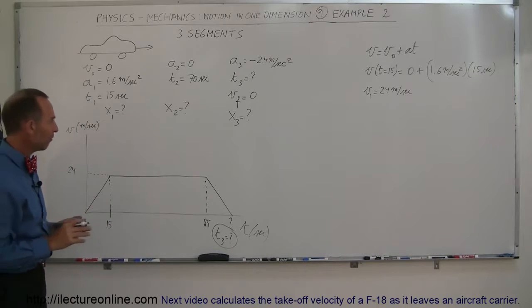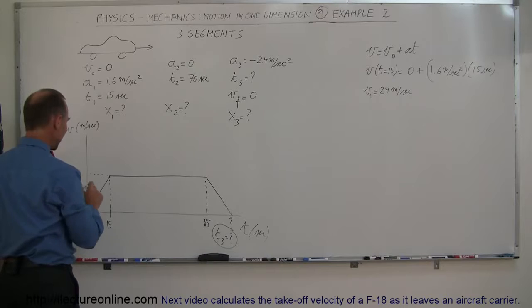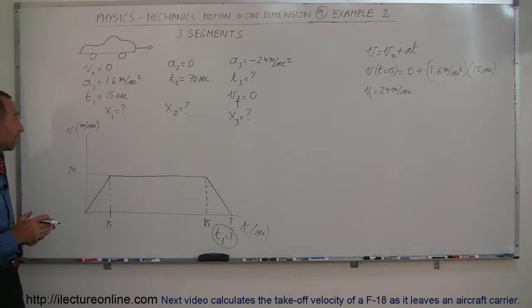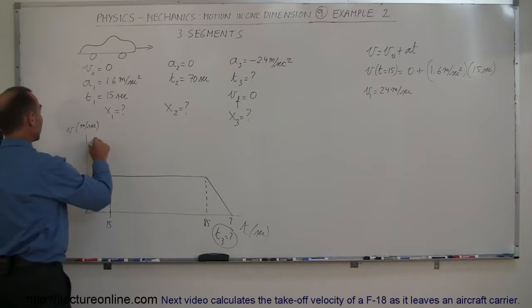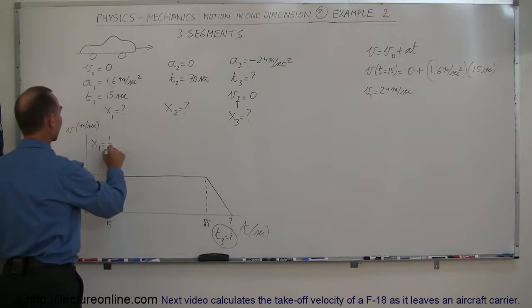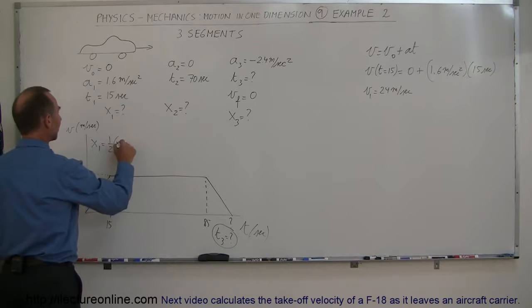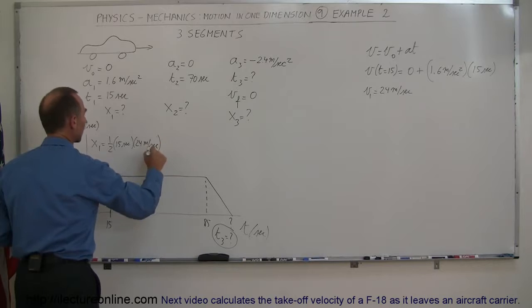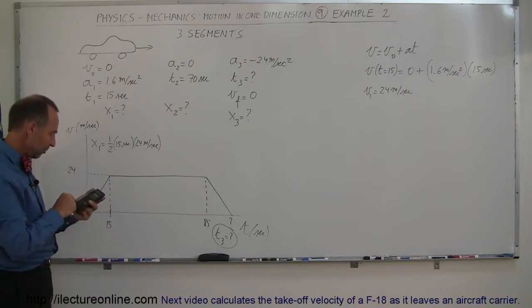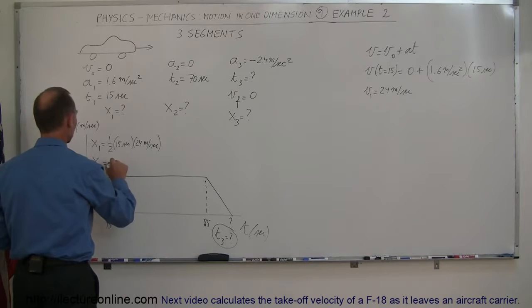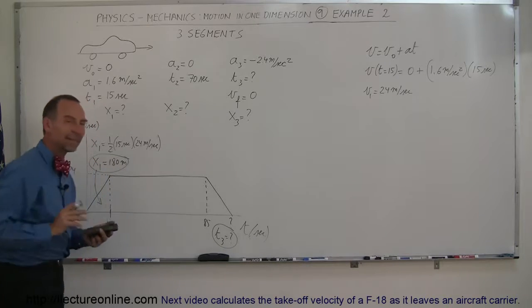Now, how far did it travel during that time? Well, the area underneath the curve in a velocity versus time graph represents the distance traveled. So x sub 1, the distance traveled, is simply equal to the area of this little triangle. It would be 1/2 the base, which is 15 seconds, times the height, which is 24 meters per second. So 24 times 15 divided by 2 equals 180 meters. That's the distance traveled in that first segment.